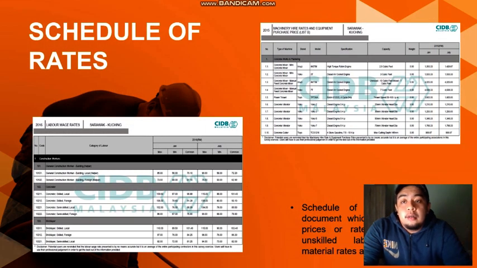And the fourth one is from the Schedule of Rates. Schedule of Rates is a document which has the details of prices or rates of skilled labor, unskilled labor, transportation, material rates, and conveyance rates.